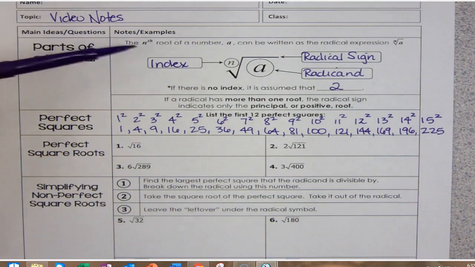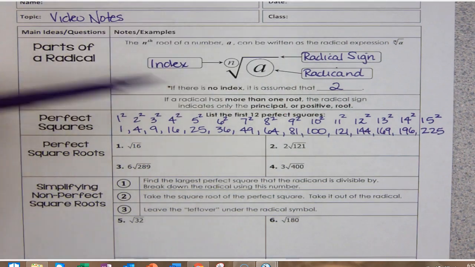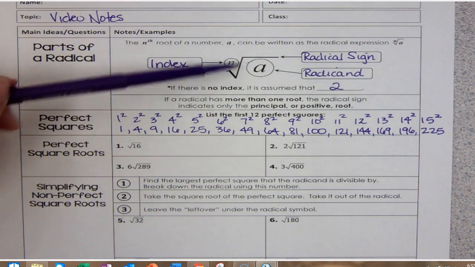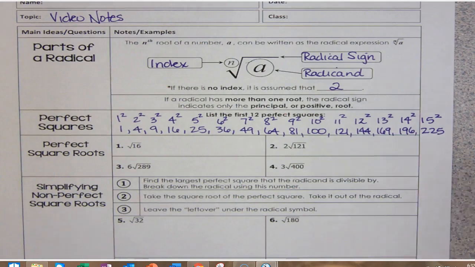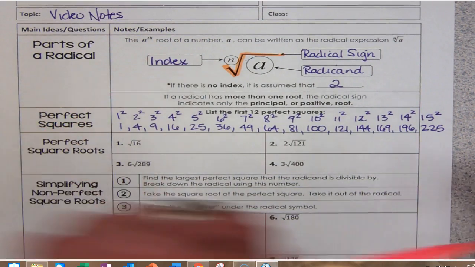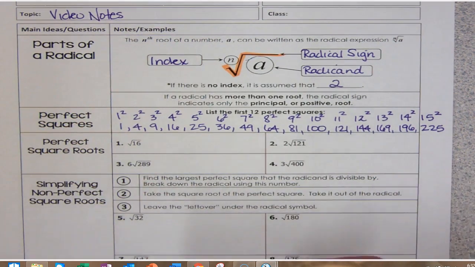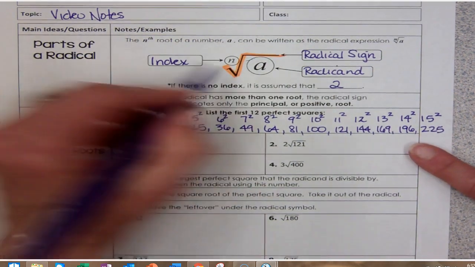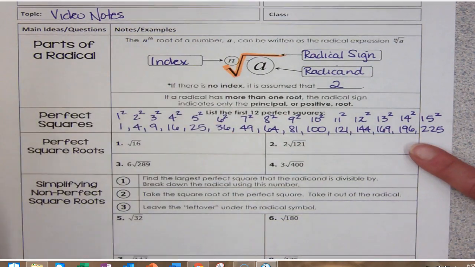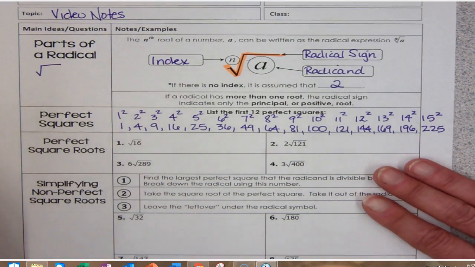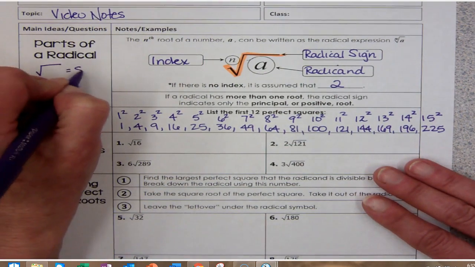So before we get started, here is your parts of the radical. This is your index. This is your radical sign. Right here, this is the radical sign. And the number inside is your radicand. The index for purposes of our class is going to always be 2. Very rarely do you see a number here until you get probably algebra 2. But generally, if it's this, then that is going to just be the square root.